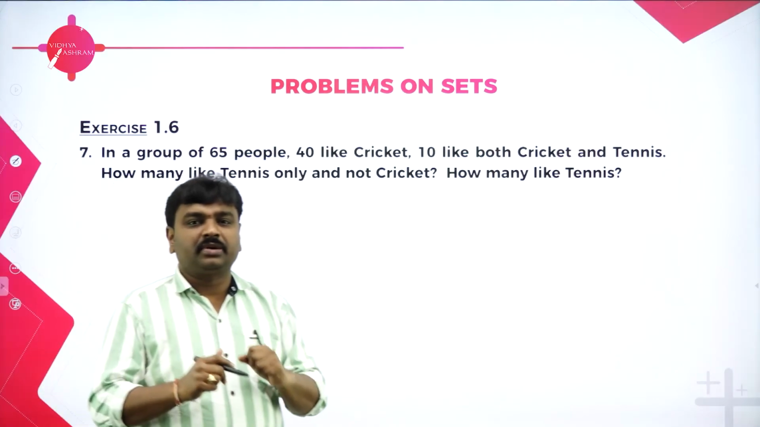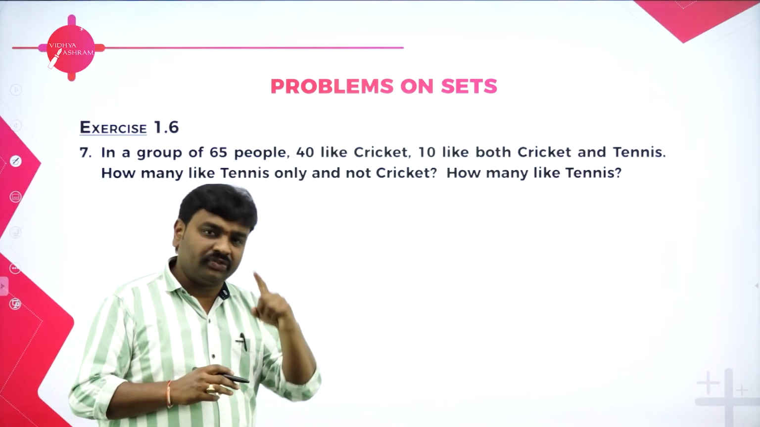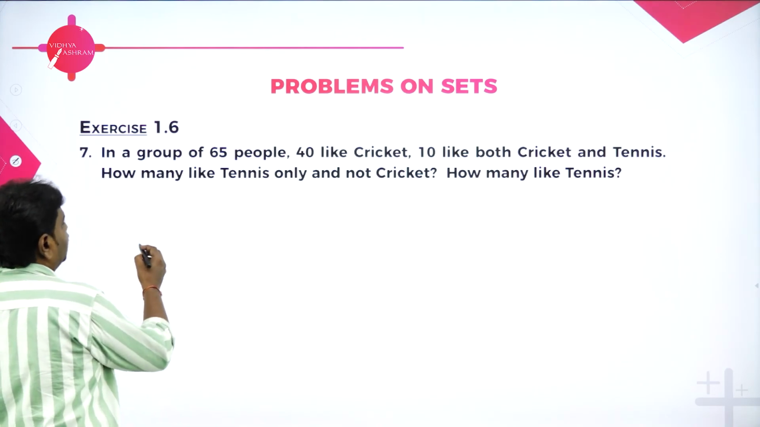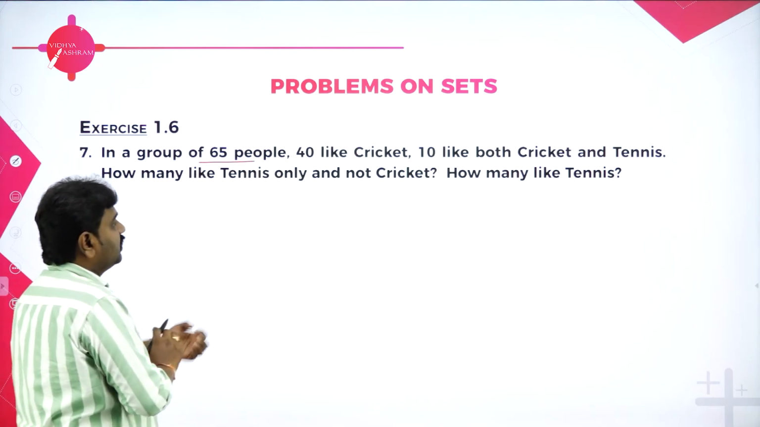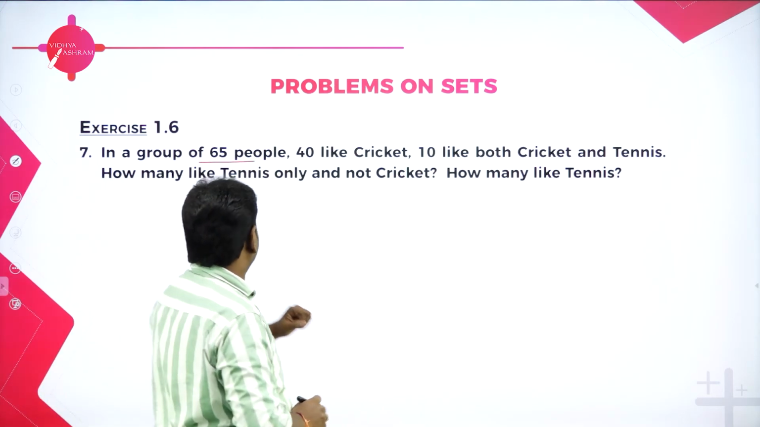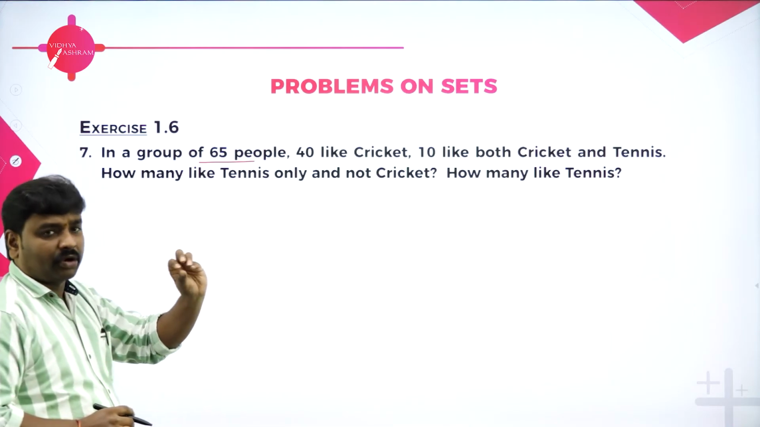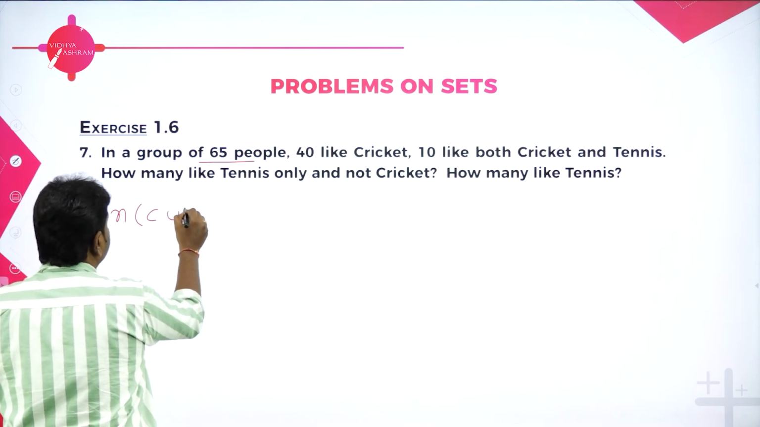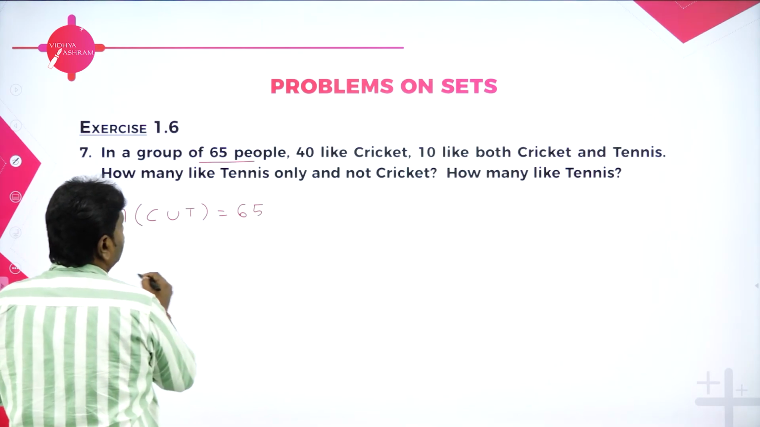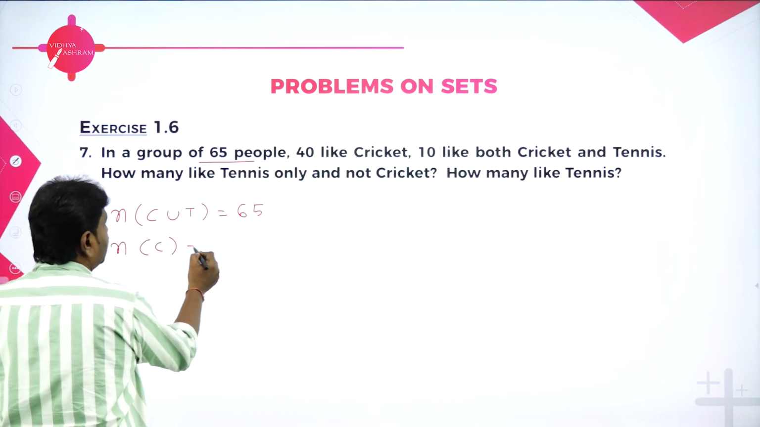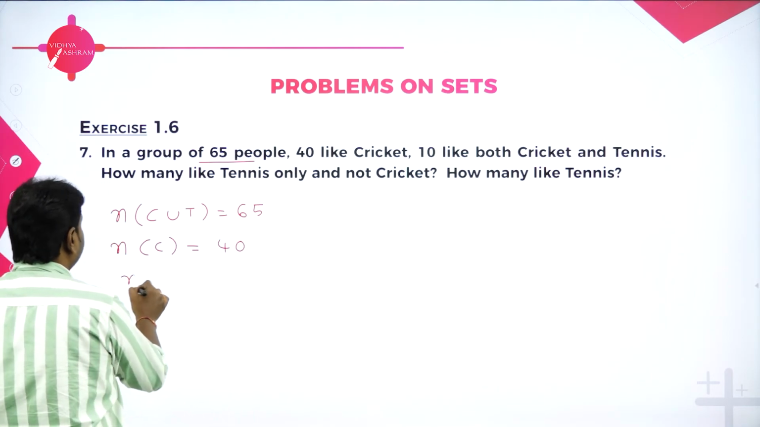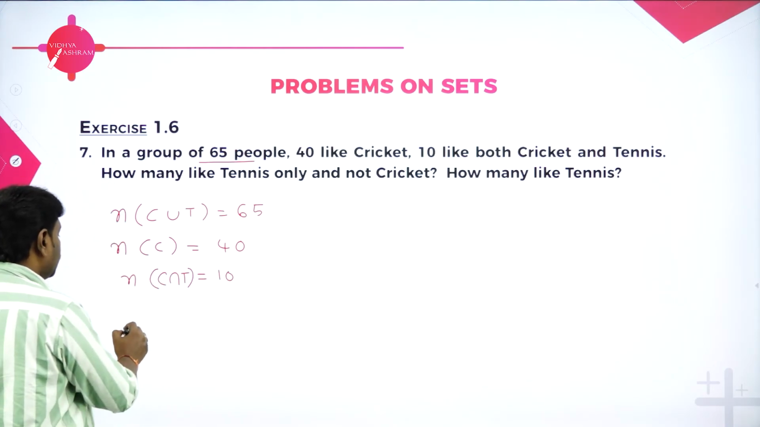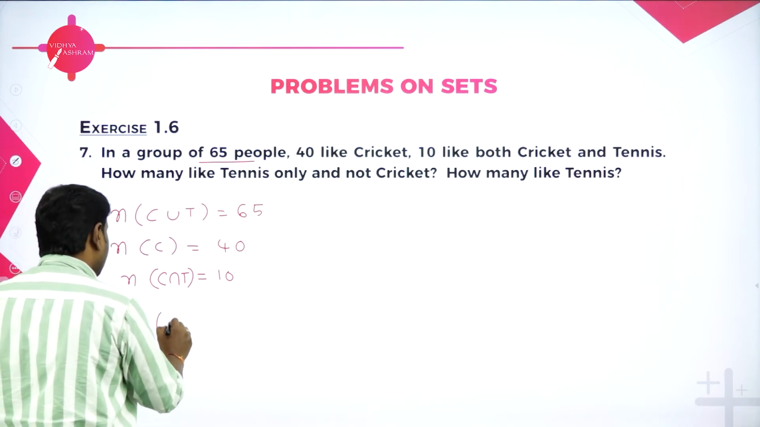Next, let me start with problem 7. We can do it by two methods. One is the Venn diagram method and the other is the normal method. We'll do the normal method, that is the cardinal number relation. 65 people are there, 40 like cricket, 10 like cricket and tennis, and the problem asks how many like tennis only. Simple and direct. So N of C union T is 65, N of C is exactly 40, and N of C intersection T is 10, both means intersection. And they want how many like tennis only.